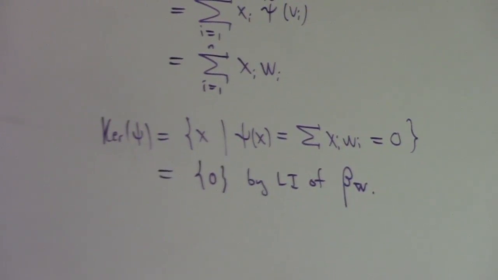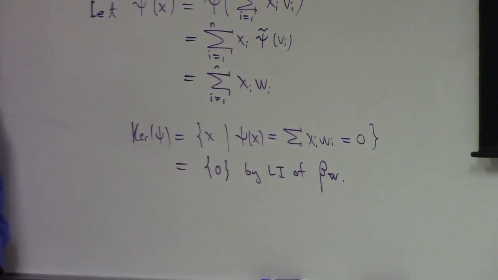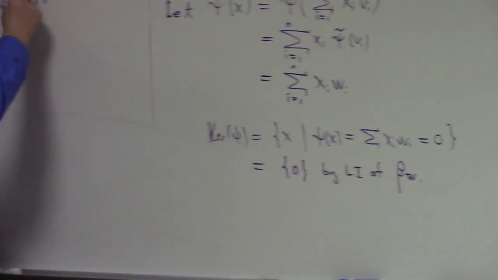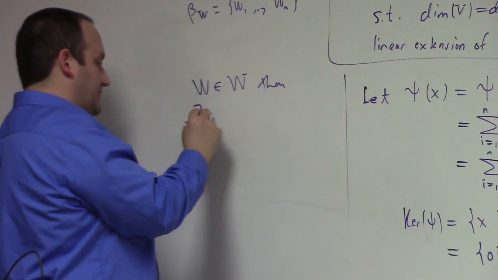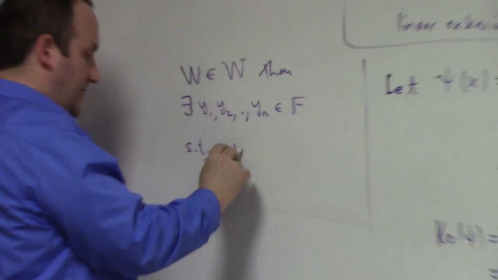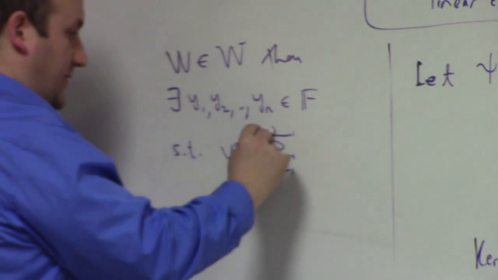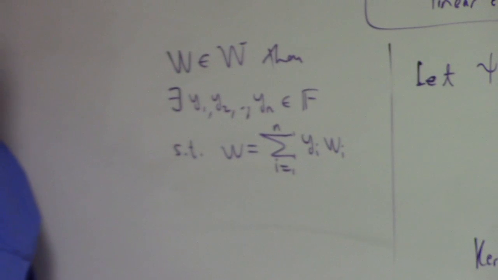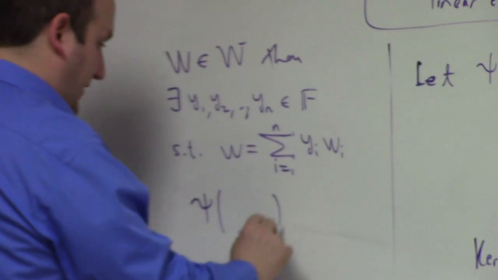I claim that you can prove linearity from the formula. How would you show it's surjective? How do you show surjectivity? Let w be an element of W. Then there exist y1, y2, ..., yn in F such that w is equal to the sum, i equals 1 to n, of yi wi, because the wi's are a basis for W. So can you tell me psi of what equals w? Fill in the blank.